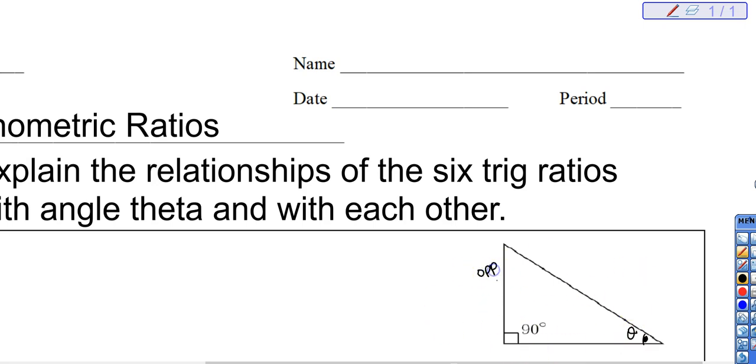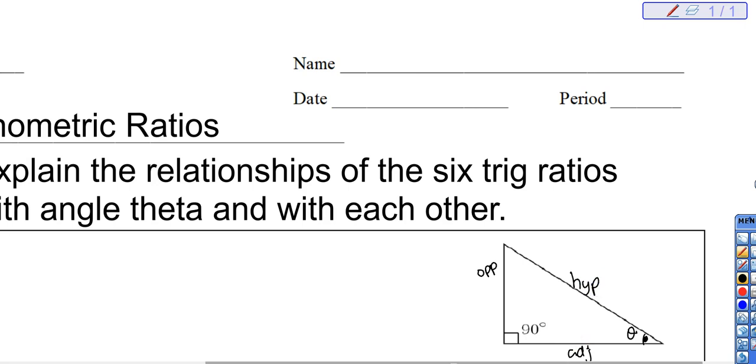I will quickly label it. Opposite is the side it's looking at. It's opposite. It's the side that theta is not touching. And then adjacent is the leg that is touching angle theta. Adjacent means next to. And then, of course, the hypotenuse is also always opposite the right angle.